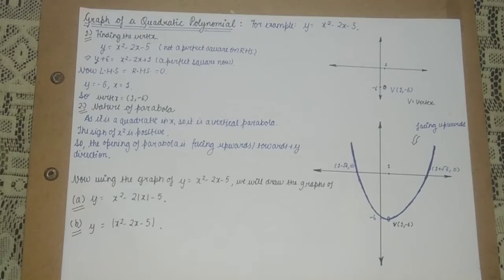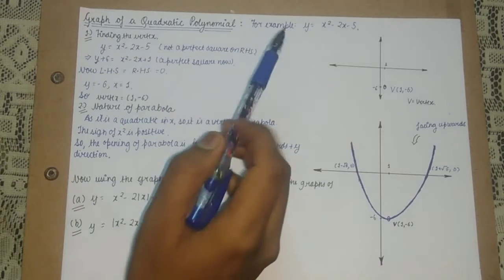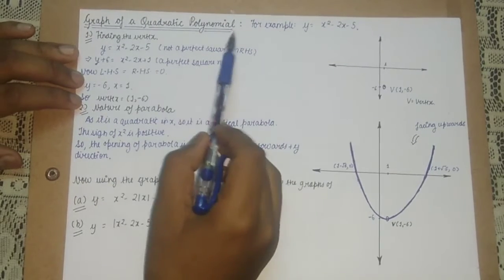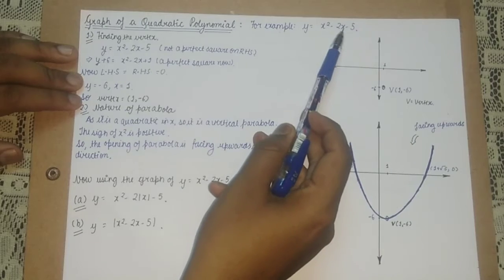In this video, we are going to see how to find out the graph of a quadratic polynomial. We all know when y is a linear function of x, then the graph will be a straight line, and when y is a quadratic polynomial of x, then the graph will be a parabola. Now, for example, we have taken a quadratic polynomial as y equals x square minus 2x minus 5.